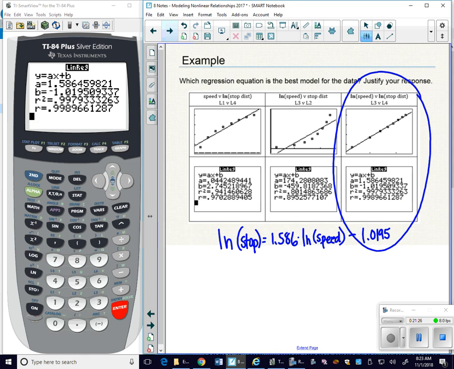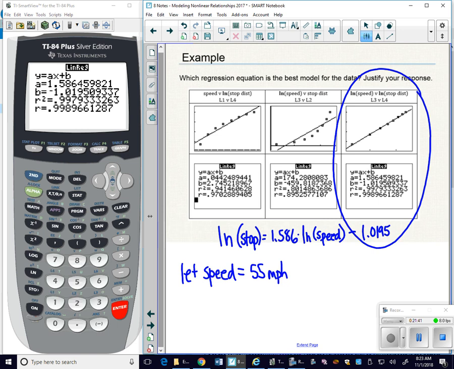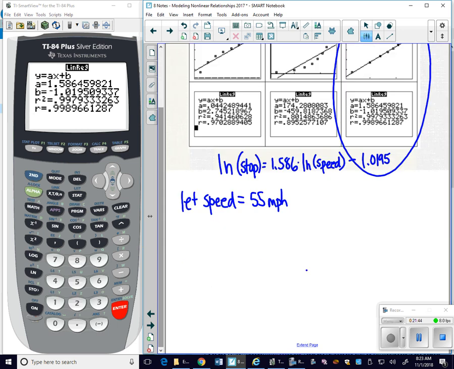If I wanted to make a prediction now, if I look at my original data, it looks like the speeds are all in multiples of 10. But if I wanted to predict the stopping distance for a speed, let's just do 55 miles per hour, you're going to have to remember a little bit of your algebra here. If I plug the 55 in, I still have the natural log of the stopping distance equal to 1.586 times the natural log of 55 minus 1.0195.